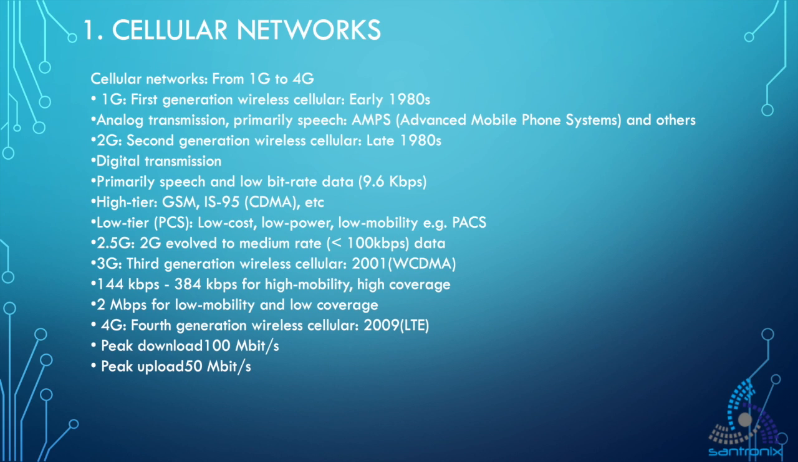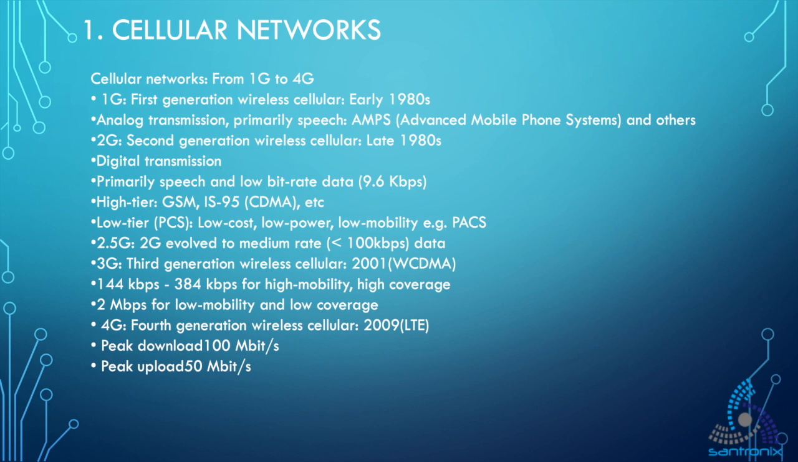Cellular networks are basically from first generation to fourth generation right now. Of course, we are now talking of 5G enabled networks, but still we don't have any commercial use case right now, so we'll only cover up to 4G. The first generation wireless cellular was introduced in the early 1980s. It had analog transmission, so the only primary use at that time was speech communication. The speech was modulated and demodulated with the first generation network, which was called AMPS. AMPS stands for Advanced Mobile Phone Systems.